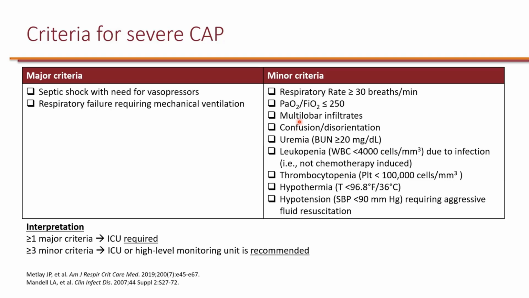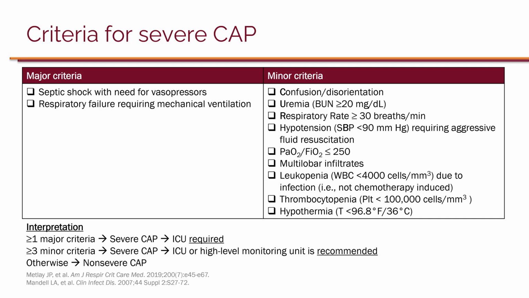Now, if someone has three or more minor criteria, they will also be classified as severe pneumonia. However, depending on the minor criteria, the patient may not necessarily need to be admitted to the ICU. But the reason I am mentioning these criteria for determining what's severe CAP and what's non-severe CAP is that the treatment actually depends on it. So the treatment for severe CAP might slightly be different than the treatment for non-severe CAP. So if someone does not meet these criteria, they will be considered non-severe.